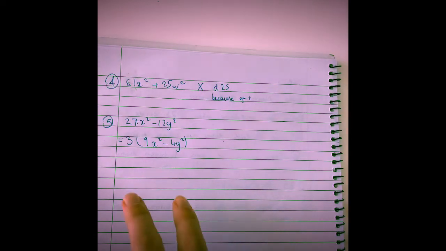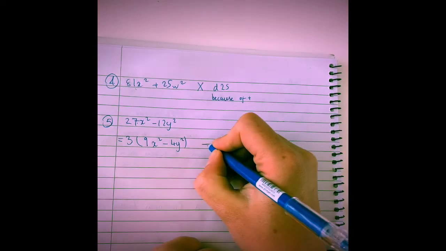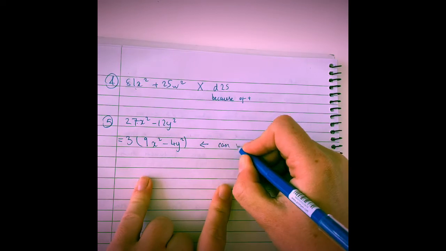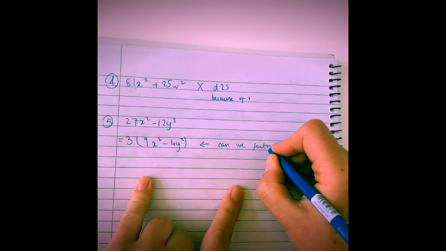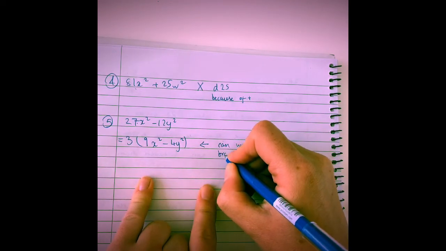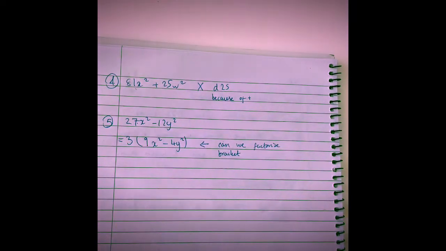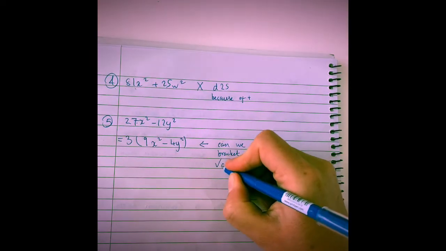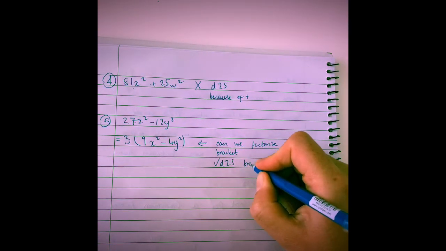But we need to see whether the bracket is factorisable. So can we factorise this bracket? Well, let's have a look at it in more detail. 9 and 4 are square terms, x squared and y squared are square terms, and there's a minus sign. We can do difference of two squares in the bracket.